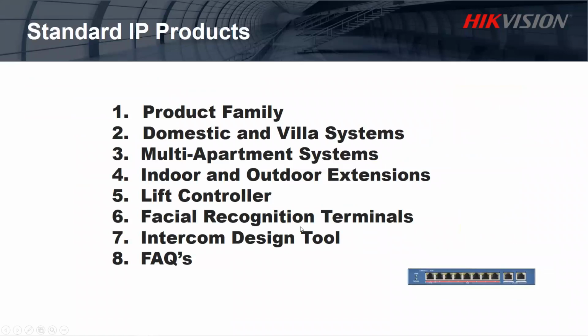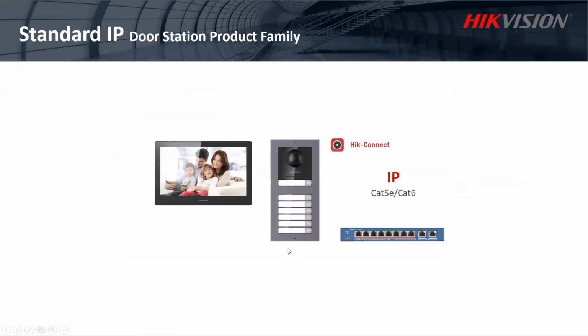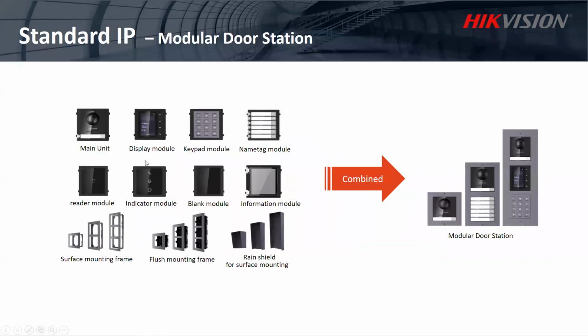All right. Now I will start to talk about the pure system or the standard IP products. The product family of the standard IP product, as you can see here, is totally simple, and we are using a normal PoE switch. All right. The same submodules as we mentioned before, but the only difference here, which I actually forgot to mention on the last one, is that we have a surface mounting frame and flush mounting frame as well, for the rain shield for the surface mounting.